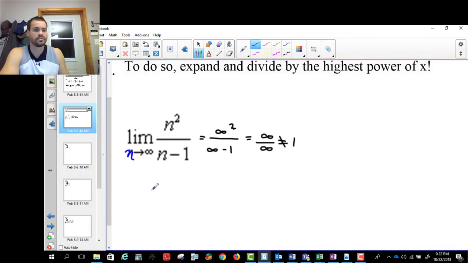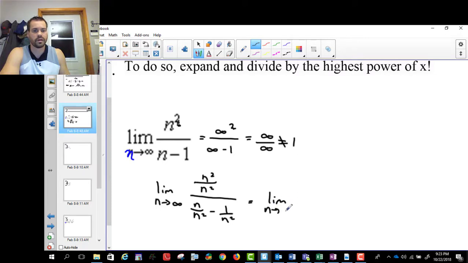These questions all have n's in them. So the highest power here is 2. The highest degree is 2. So I'm going to divide everything. I'm going to take the limit as n approaches infinity, but I'm going to divide everything by n squared. So I'm going to write it out so you can see what I'm doing, and then I'm going to simplify it.